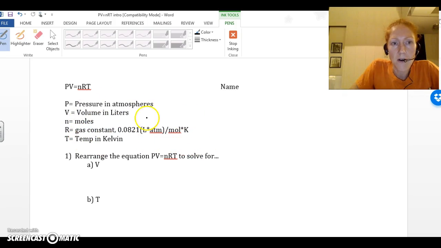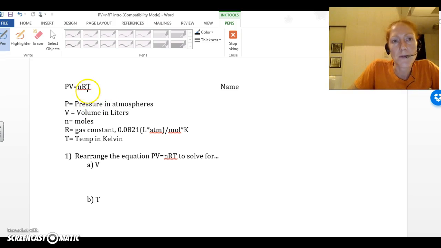Okay, so these are all factors that affect gas. We've talked about how pressure and volume are related, how temperature relates to gas, and we've talked about how the number of particles has to be constant. So this gas law is going to relate all four of those factors in one equation.